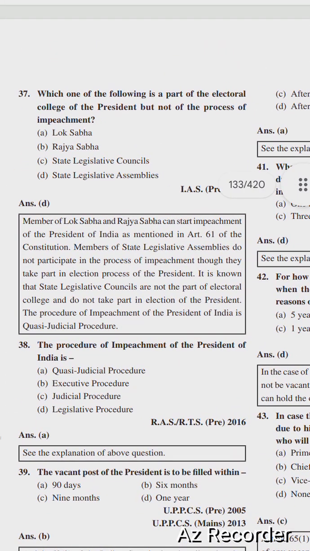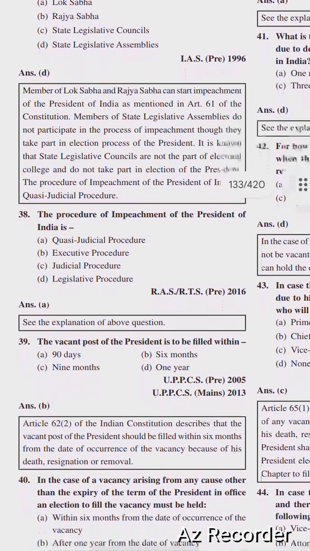So next question is, which one of the following is a part of the electoral college of the president but not of the process of impeachment? Options are Lok Sabha, Rajya Sabha, state legislative assembly councils, state legislative assemblies. Right option is option number D, state legislative assemblies.